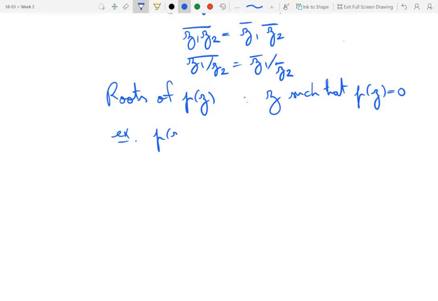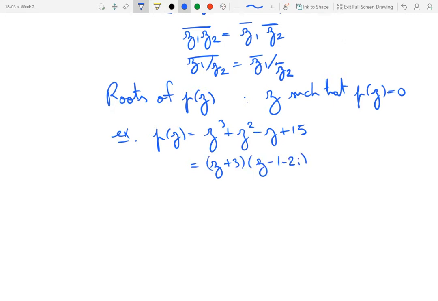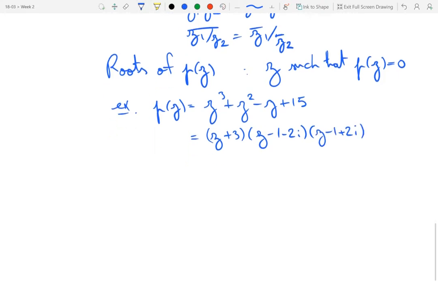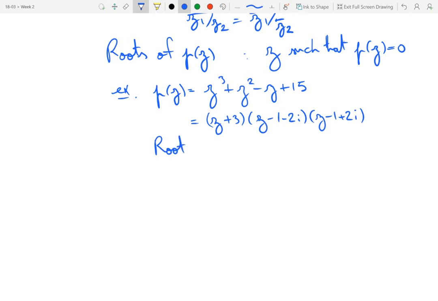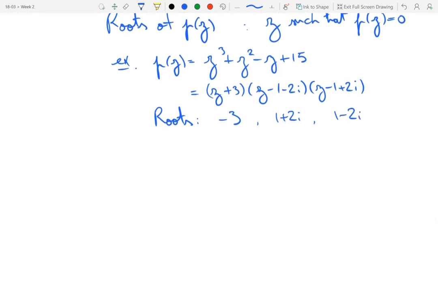Let's take p of z to be the polynomial equal to z cubed plus z squared minus z plus 15, which happens to be factorized the following way. This is not something that you can easily eyeball at all, but it happens to be true. And once you have a polynomial in factorized form, then you can tell what the roots are. They're going to be the numbers for which one of the factors is 0, and therefore the product is also 0. And here in this case, the roots are going to be -3 or 1 plus 2i or 1 minus 2i. Either of those works.